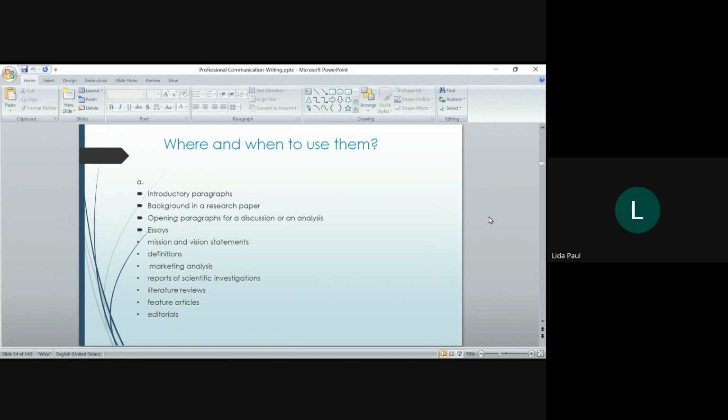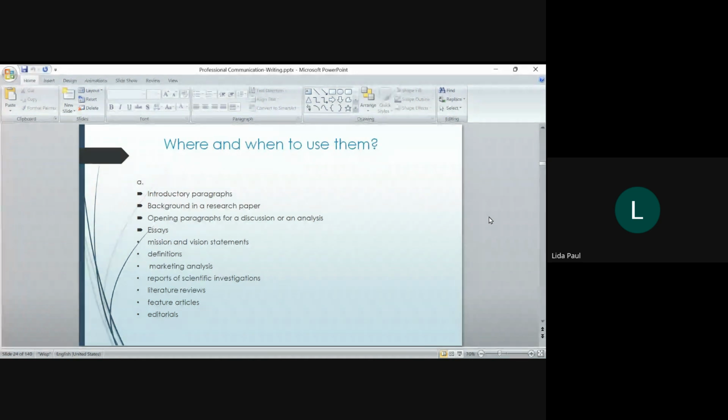Instead of giving them all the details and then telling them, see, this is what I meant, the other way works better when you are presenting new information to someone. So: introductory paragraphs, and background in a research paper. If you're a researcher, or your work has something to do with research, then obviously you will have to set the background before you start talking about your work. So the background in a research paper, the setting of the work that you have to present, preferably follows the general to specific pattern.